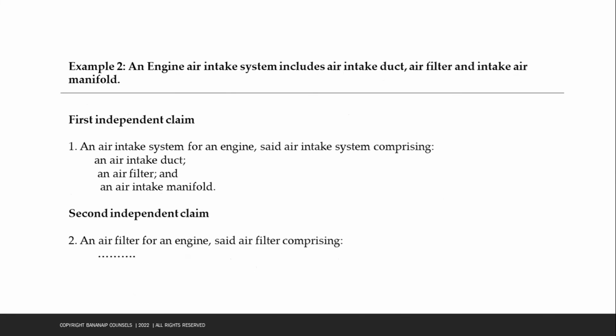And in example 2, we have an engine intake system that includes an air intake duct, air filter, and intake air manifold. In the first independent claim, we are claiming all the parts of the air intake system. And in the second independent claim, we are claiming the air filter if it has a novel feature. So here we are not only claiming at the system level, but also at the part level. This will give a wide scope of protection. Here we can catch hold of not only the OEMs, but also the vendors who supply the product to the OEMs.